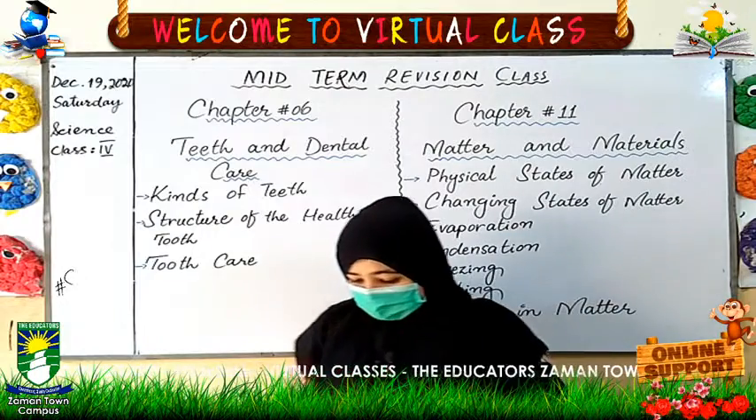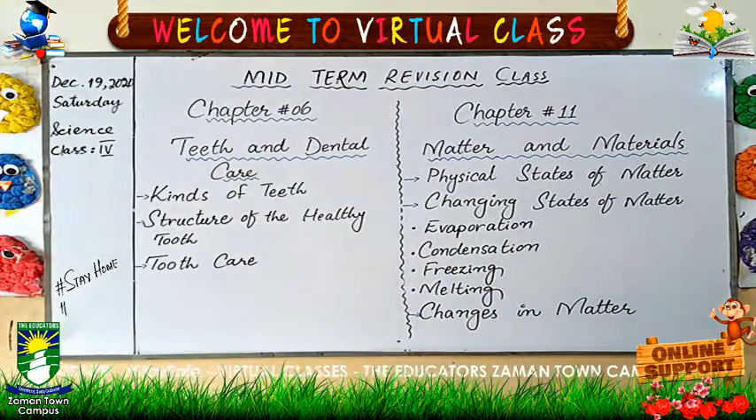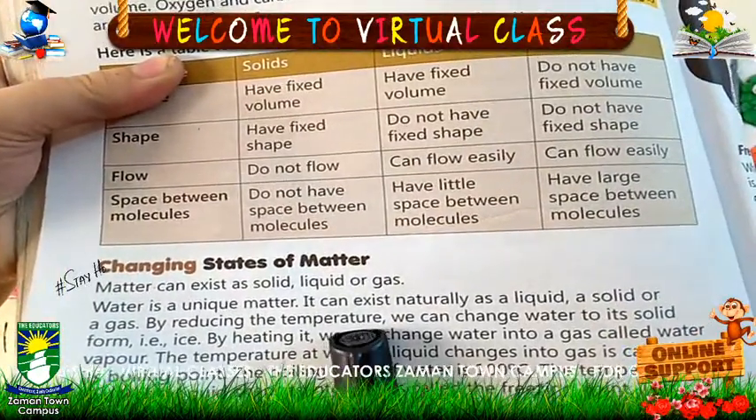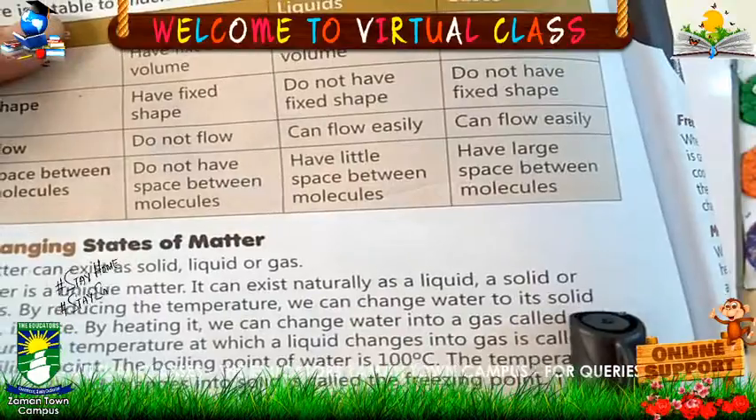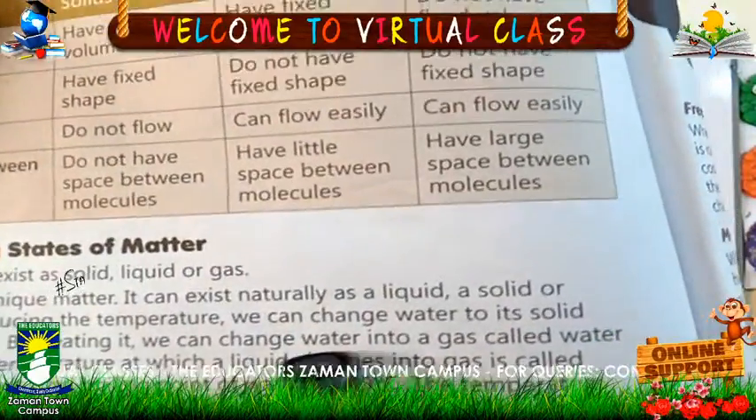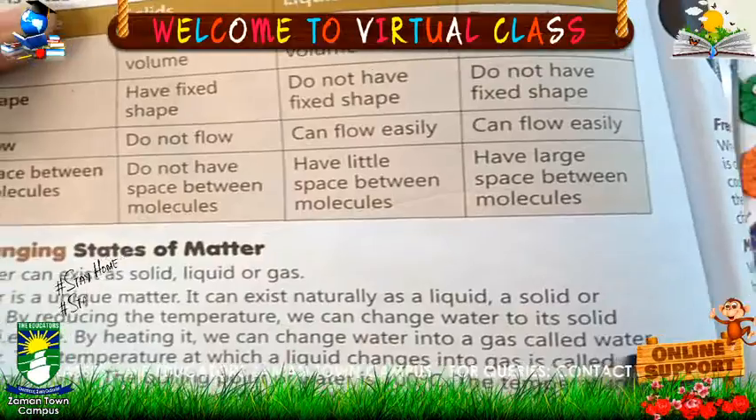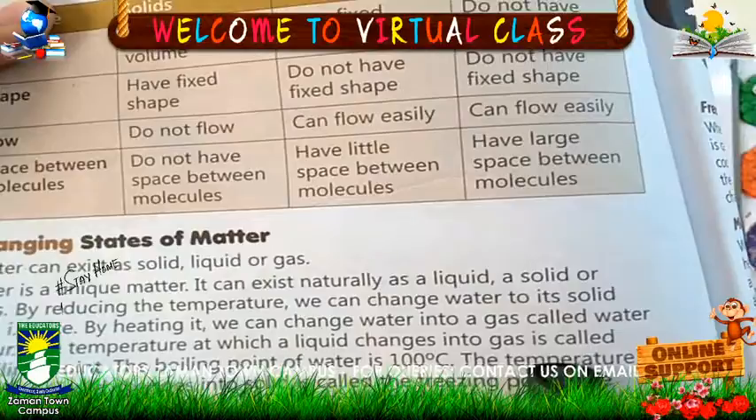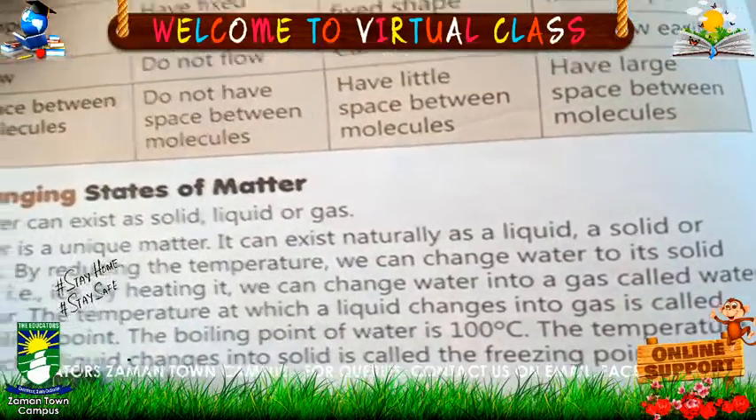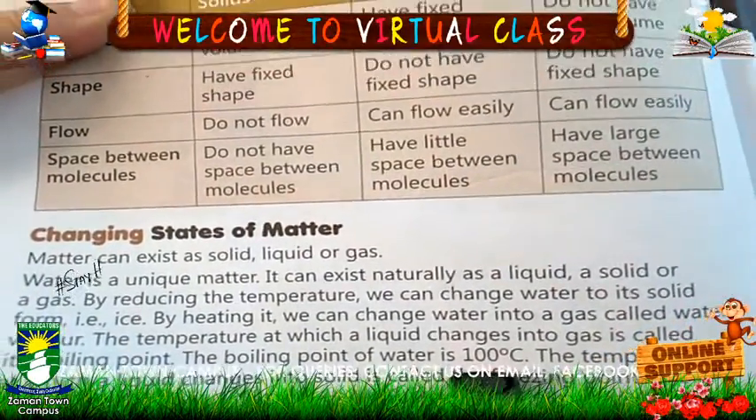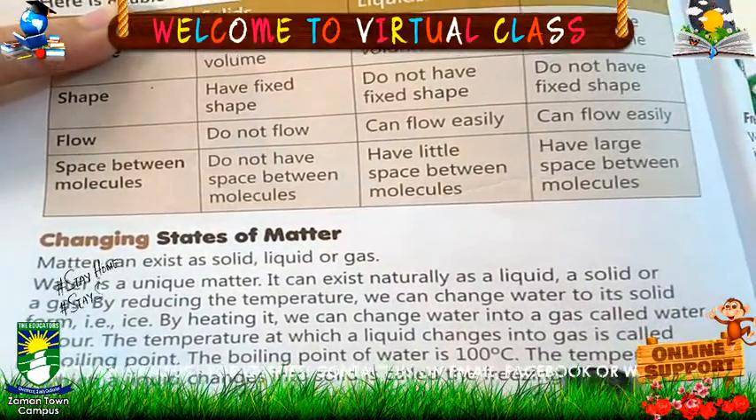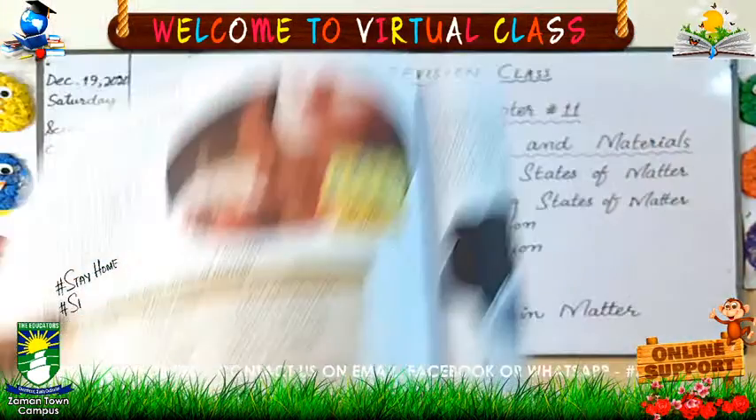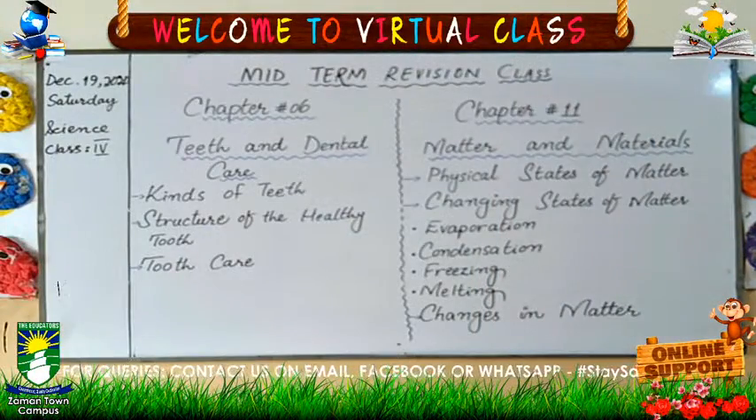Now you can see here on page number 98 that by reducing the temperature we can change water to its solid form, and by heating it we can change water into a gas form, and it is called water vapor. The temperature at which a liquid changes into gas is called its boiling point. The boiling point of water is 100 degrees Celsius, and the temperature at which a liquid changes into solid is called the freezing point. Now come to page number 99.